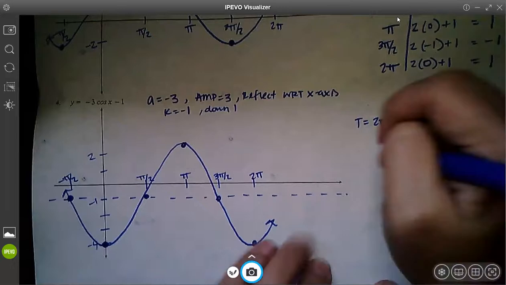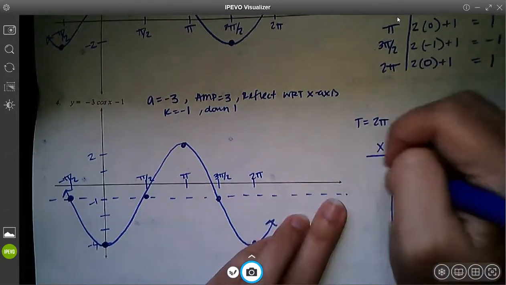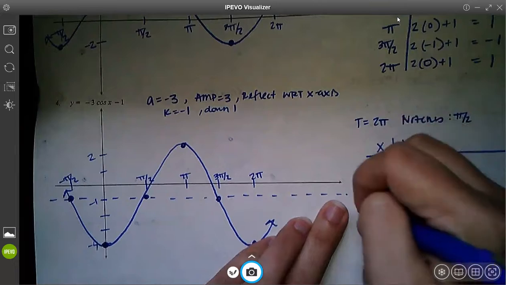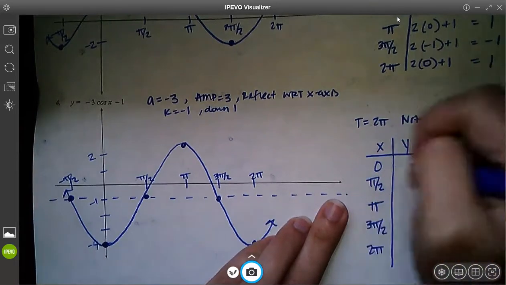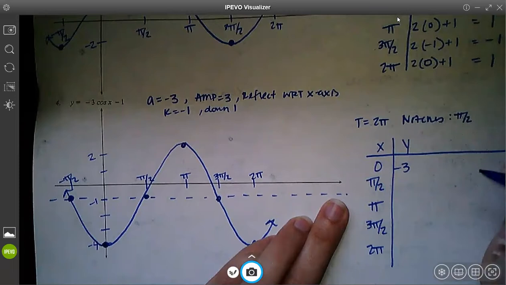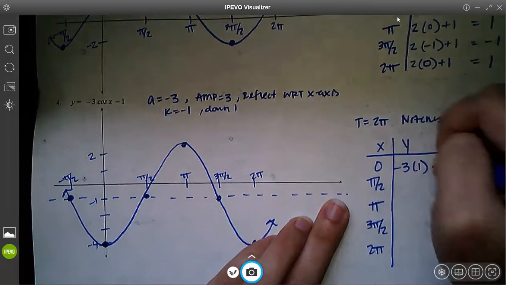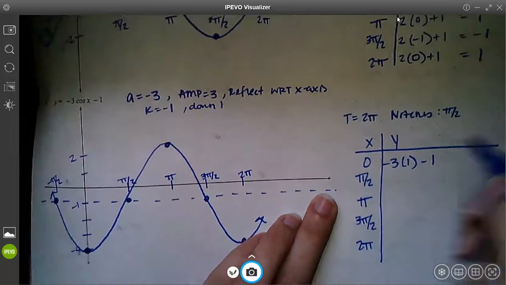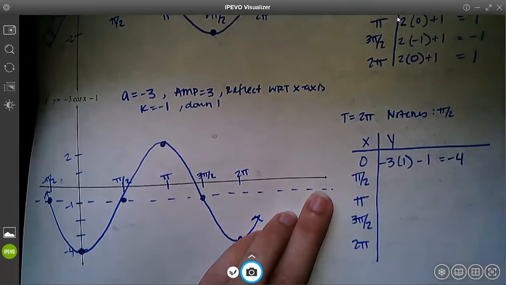So now if I go over here and show you my table, I'm plugging in 0, pi over 2, pi, 3 pi over 2, and 2 pi. I have a -3 times my cosine of 0. Cosine of 0 is 1, and then this time I subtract 1 from that. So -3 times 1 is -3, minus 1 is -4.